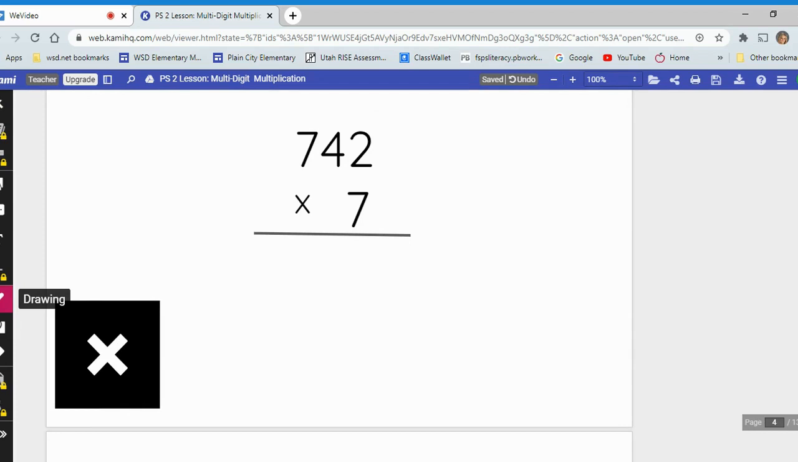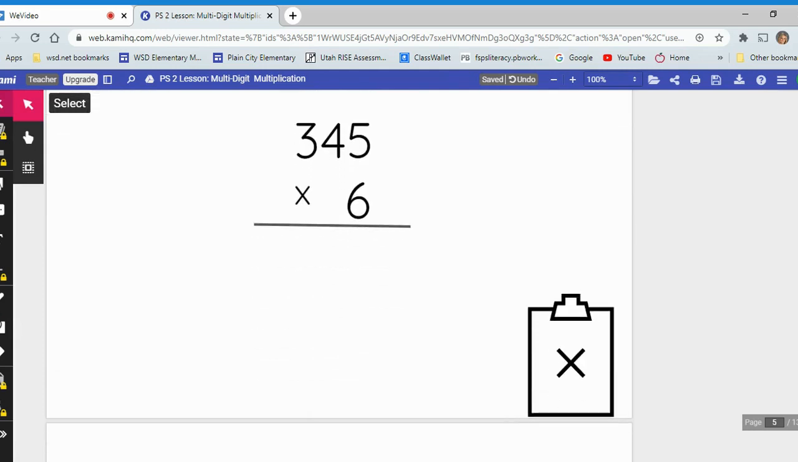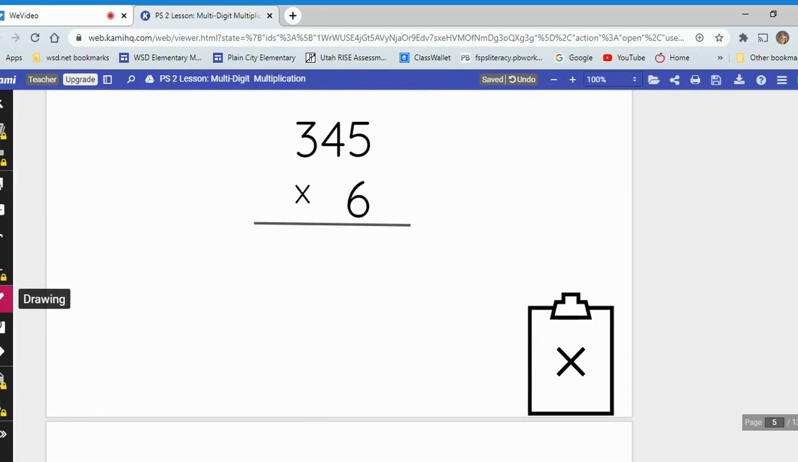Okay, so 7 times 2 is 14. Carry our 1. 7 times 4 is 28. Plus that 1 is 29. Carry our 2. 7 times 7 is 49. Plus 2 is 51. So 5,194 is hopefully what you got. Okay, again, go ahead and pause the video and try this one, and then press play to check your answer.